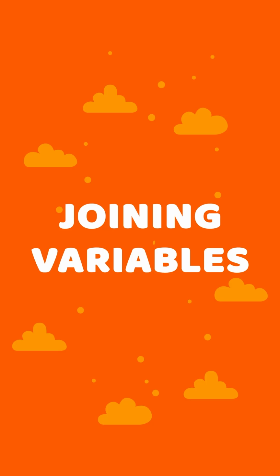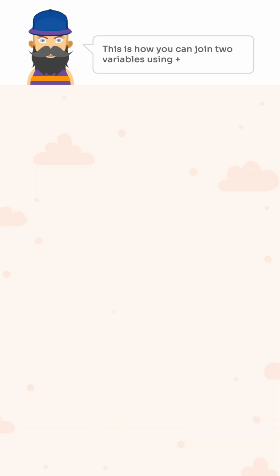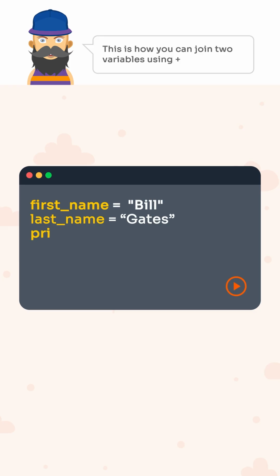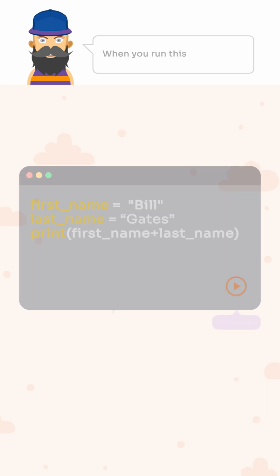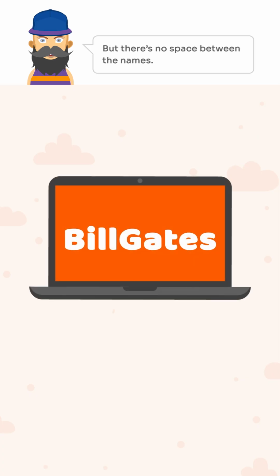Joining variables. Use the plus operator to join 2 variables. This is how you can join 2 variables using plus. first_name equals Bill. last_name equals Gates. print first_name plus last_name. When you run this, then the output will be BillGates. But there's no space between the names. Can you think of how we can add a space?